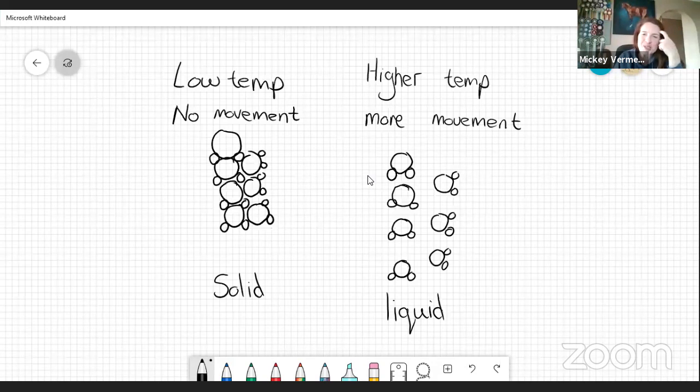Molecules don't have personal space. They just have space that they need to be in to move. It's a little bit like you guys running around. If I make you run really fast, there's no way you can run really fast as a group. You need more space.